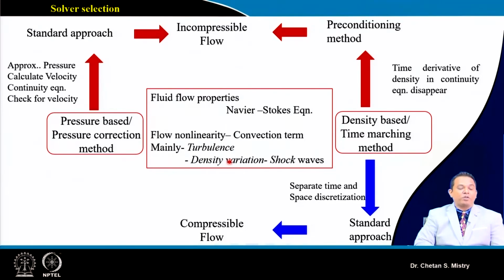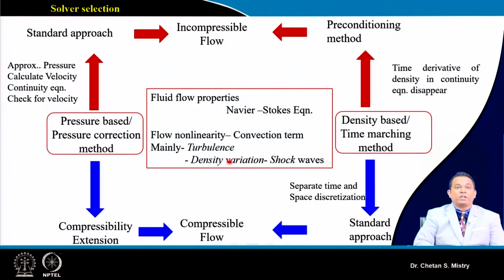When we are talking about the pressure based solver, we initially put an approximation of pressure, then based on that it will calculate the velocity. Based on the continuity that needs to be satisfied, it will check with different velocity configurations. Again the question will come, now I want to use a pressure based solver for a compressible flow solution. That is also possible. Under that condition we need to go with a compressibility extension.